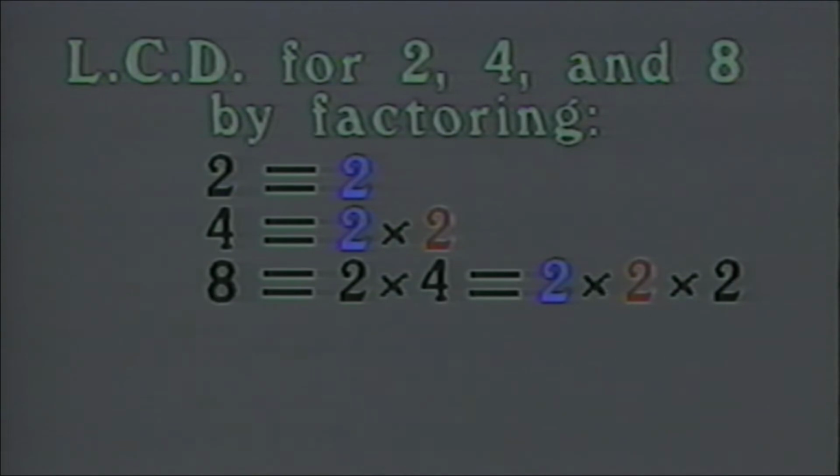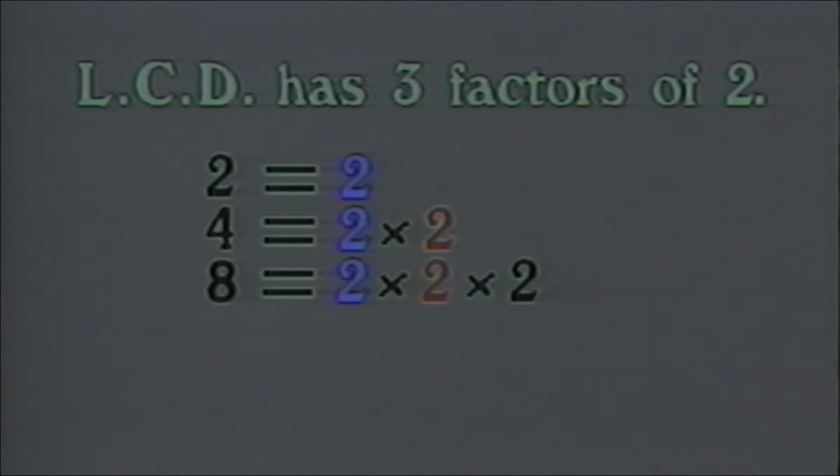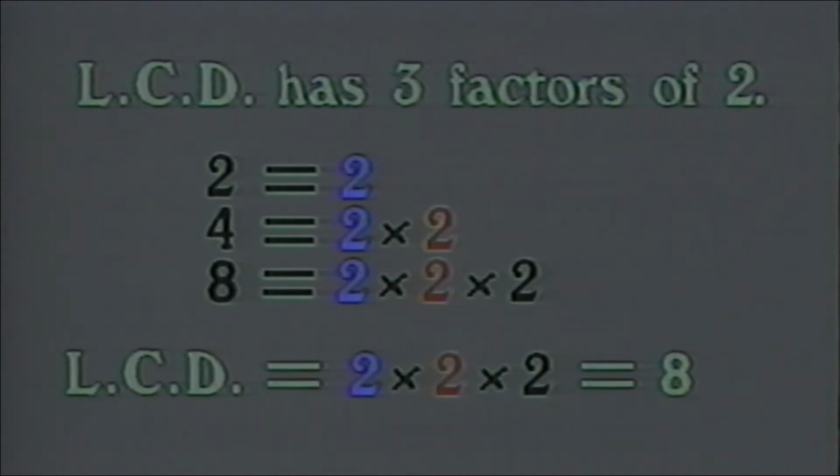The only prime factor we have used is 2. It appears once in the number 2, twice in the number 4, but it appears 3 times in the number 8. That sets a record. Yes, it does. And it tells us that the factor 2 must appear 3 times in the LCD. The LCD is 2 times 2 times 2, or 8.